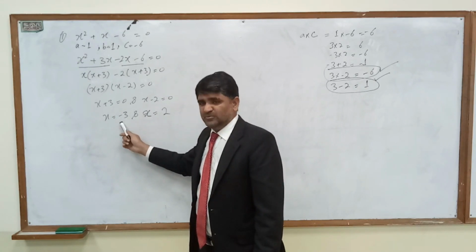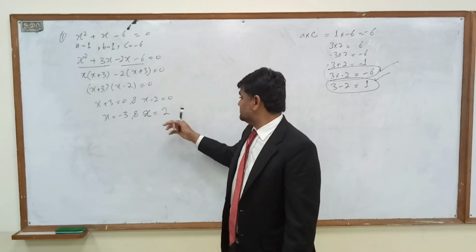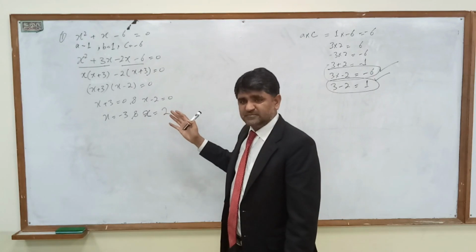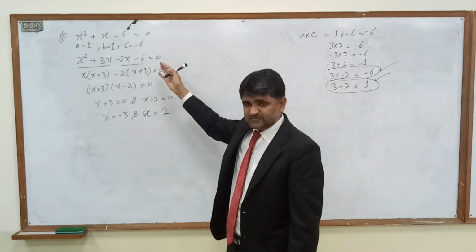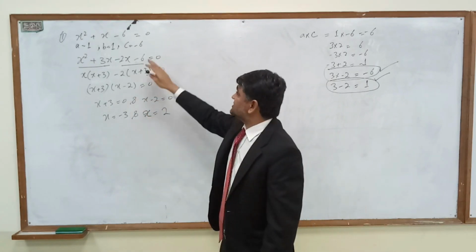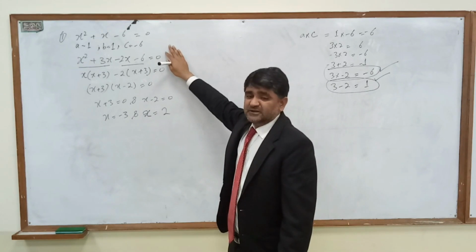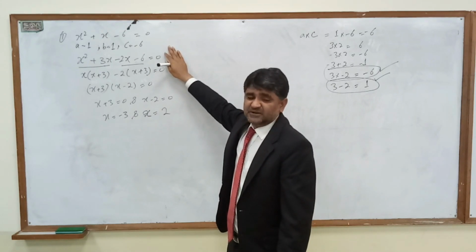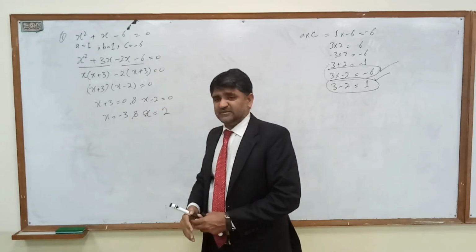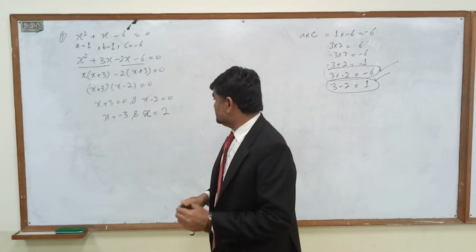x might be equal to minus 3 and x might be equal to 2. Out of these two values, none of the other values can satisfy this equation. These are the only values which can satisfy this equation. So how can we check whether these values satisfy the equation or not?